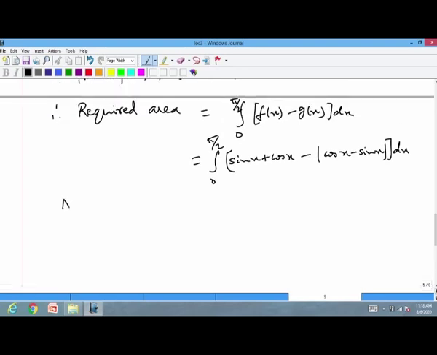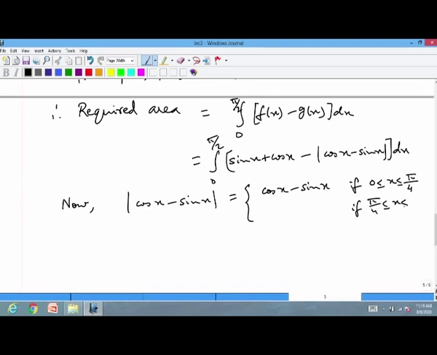Now, we have mod cos x minus sin x. This is equal to cos x minus sin x if cos x is greater than or equal to sin x, and that is if x is between 0 to pi by 4, we know that cos x is bigger than or equal to sin x. And for x between pi by 4 to pi by 2, sin x is bigger than cos x. So, this will be equal to sin x minus cos x.